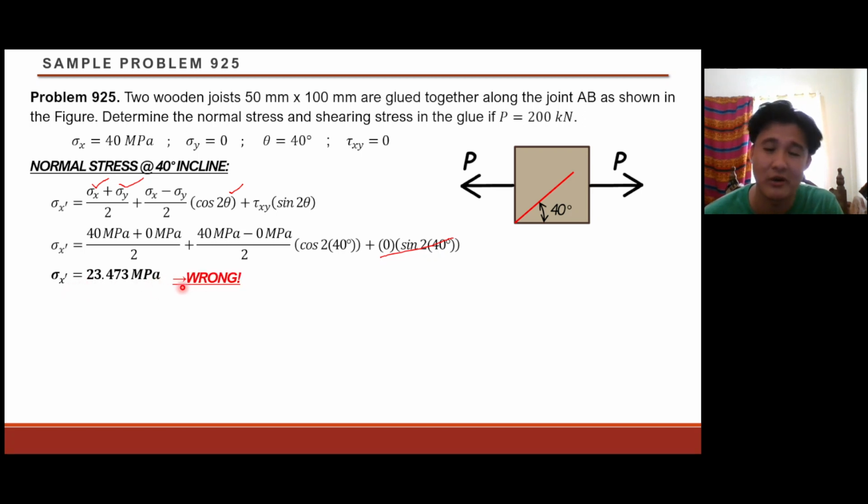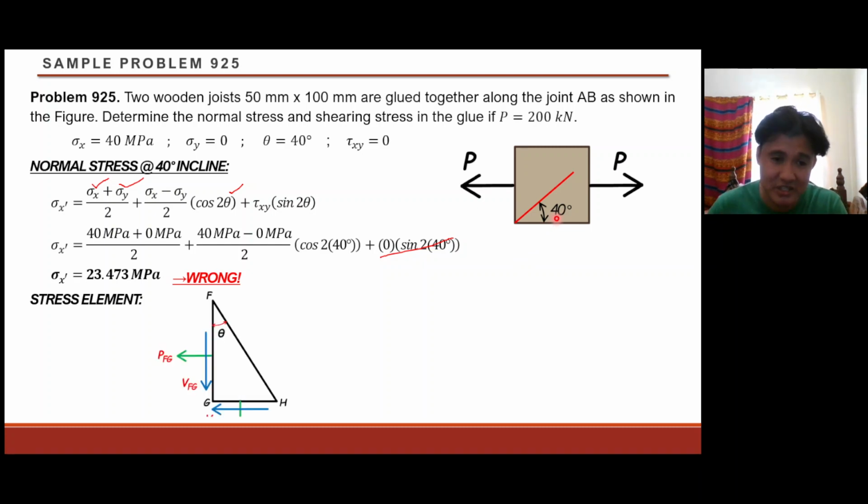Obviously, itong sagot na to ay mali. Okay? So, mali itong sagot na to in the sense na yung ginamit natin na theta ay 40 degrees. So, balikan natin yung discussion natin kanina. Yung theta na kino-consider natin para makuha itong equation na ito is this theta right here. Yung nasa tuktok ng ating triangle.